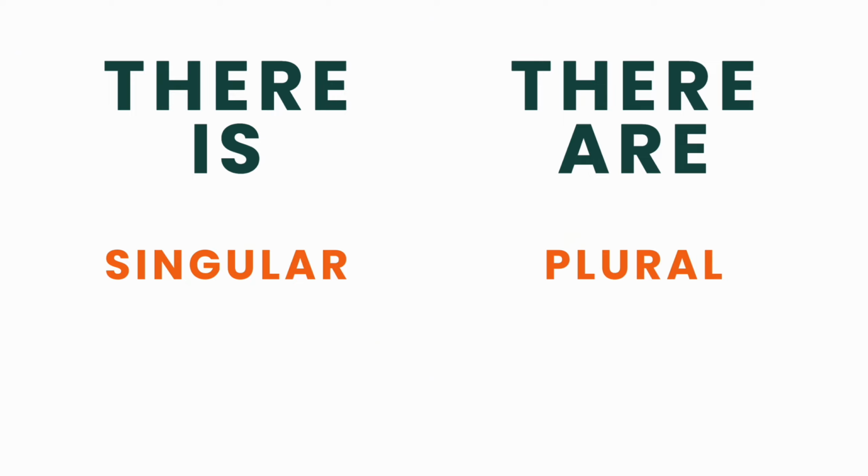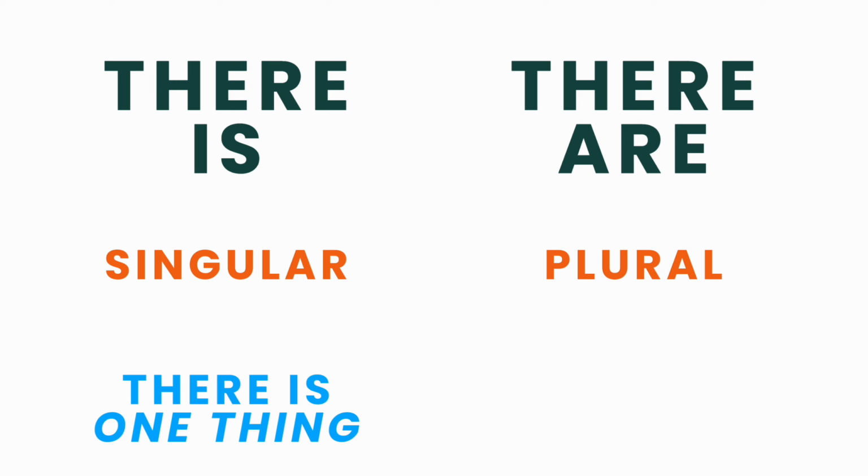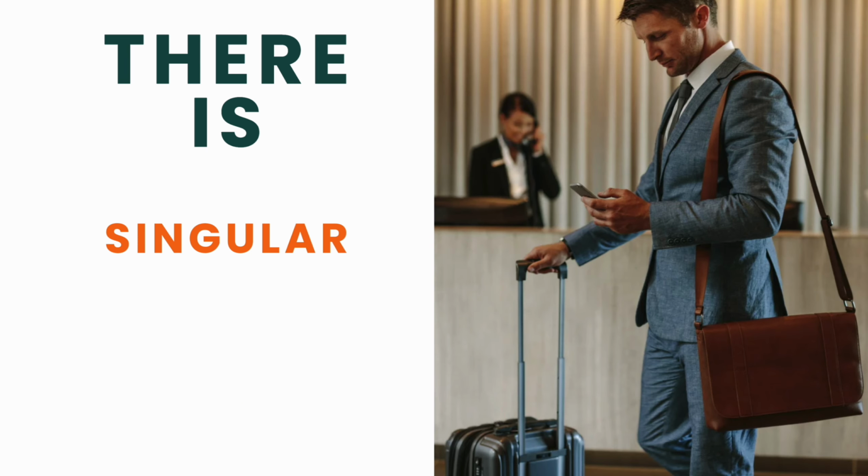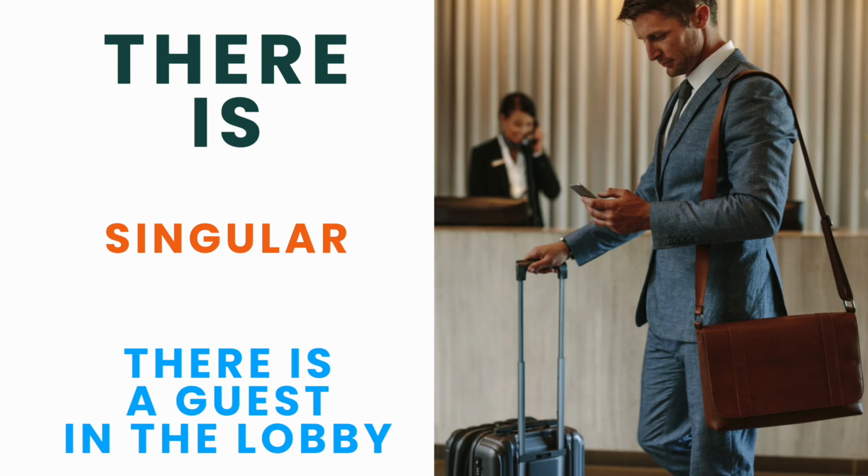Let's learn it. Probably you could guess that there is is used when we talk about a singular thing, is. And there are we use when we talk about plural things. Every time you say there is one thing, one person, one animal, we use there is. And when you say there are two or more things, people, animals, we use there are. Here's our first example. There is. So the next word is a singular noun. And in this case, we have there is a guest in the lobby. There is a guest in the lobby.